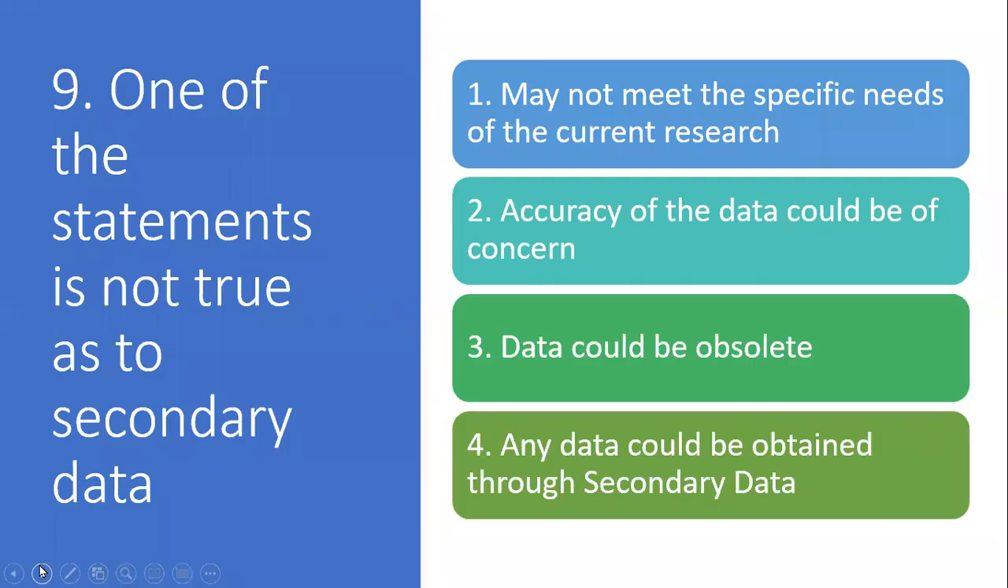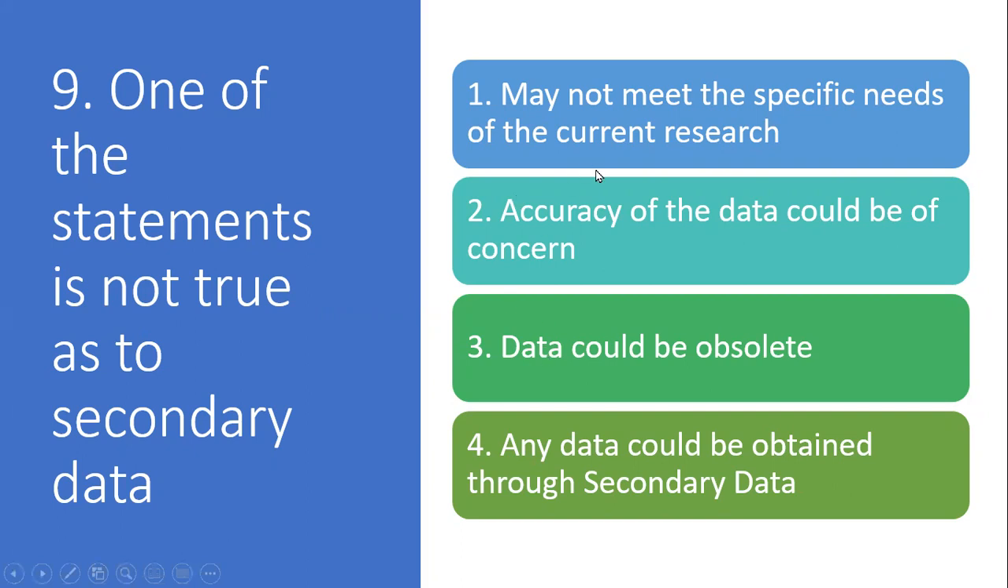One other statement is not true as to secondary data. So you have to be very careful here. These kinds of questions are tricky. May not meet the specific needs of the current research. Accuracy of the data could be of concern. Data could be obsolete. Any data could be obtained through secondary data. So now there are 4 statements. 3 are correct. 1 is incorrect. You tend to write usually the correct answers, but here you need to find out what is wrong, right?